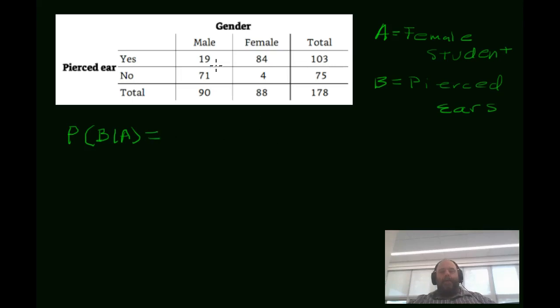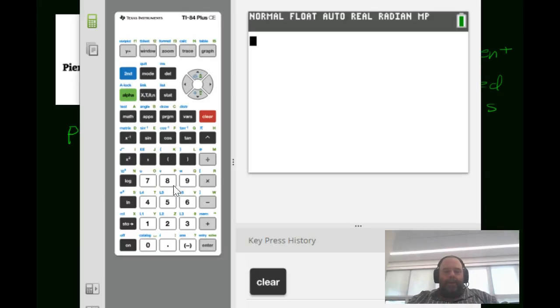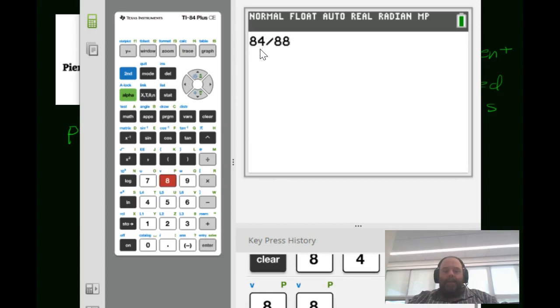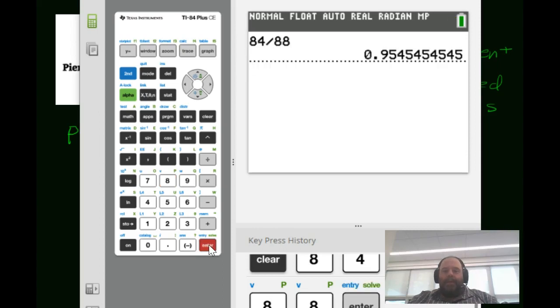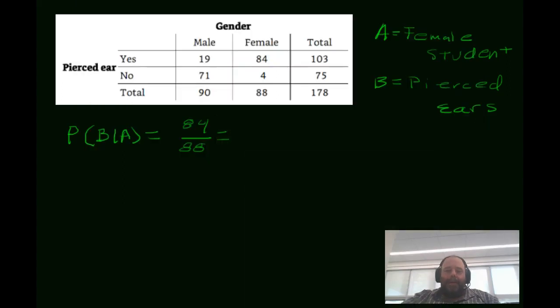Now I can calculate that given my two-way table, right? Because I'm given that I have chosen a female student. So I'm now choosing out of the 88 female students, and I'm looking for a student who is in that group and also has pierced ears. So 84 out of 88 of those students are in that situation. Let me bring up a calculator here. This is a pretty straightforward calculation. I'm going to take 84 and divide that by 88. So that's the 84 female students that have pierced ears divided by all of the female students, which gives me roughly 0.955. So that's approximately a probability of 0.955, which means about 95.5% of the time that I choose a female student, I do find someone who has pierced ears.